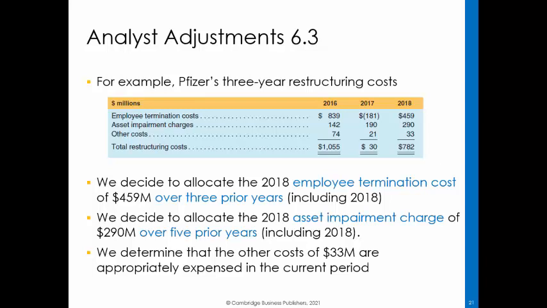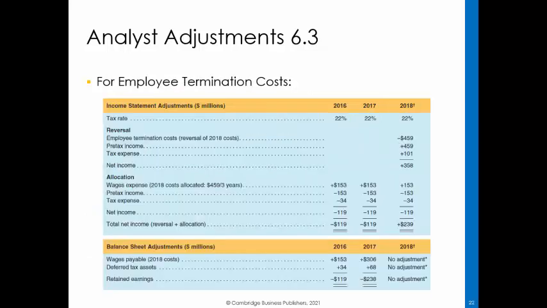It is important that an analyst search all available information in footnotes and other releases to gain an understanding of the source of restructuring costs to best estimate the period over which these resources benefited earnings. To adjust each year's income statement, we reverse the current period charge and allocate the charge over the appropriate number of prior periods. These tables show the adjustments for the 2018 termination cost.